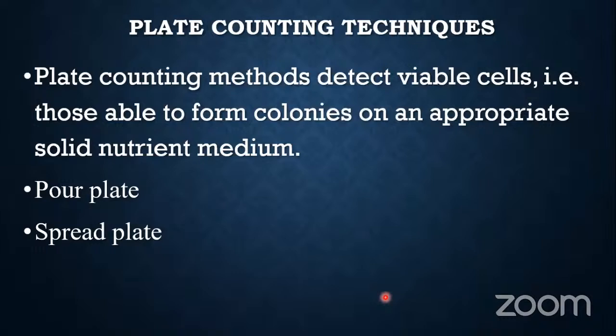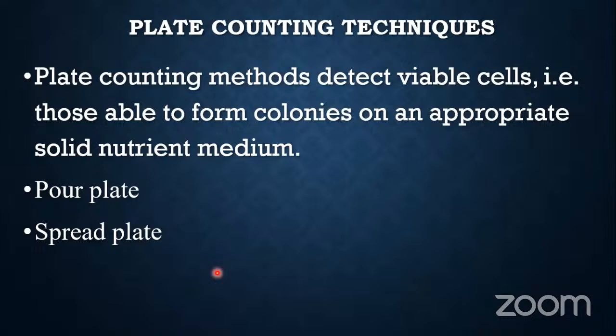These plate counting methods are used in detecting viable cells, those that form colonies on appropriate nutrient medium. So we have two main methods, which are pour plates and spread plates. Both methods have specific applications based on the nature of the organism and the type of growth pattern of the organism.